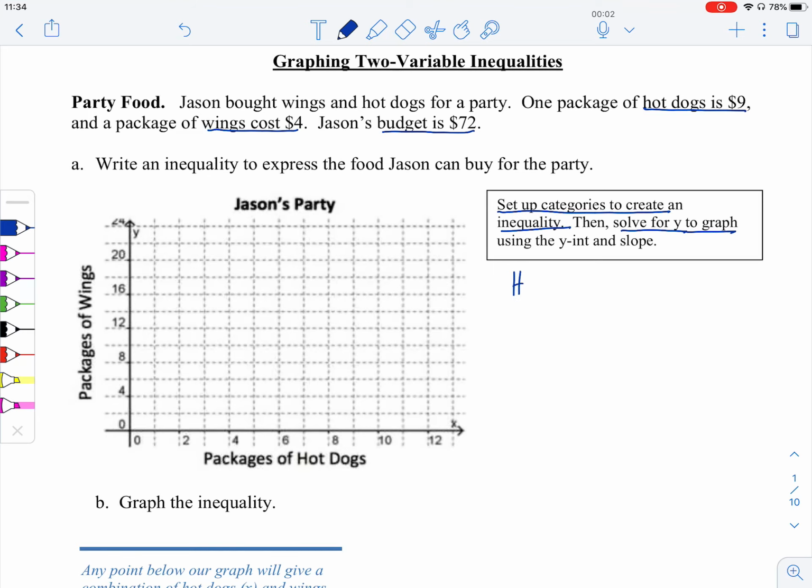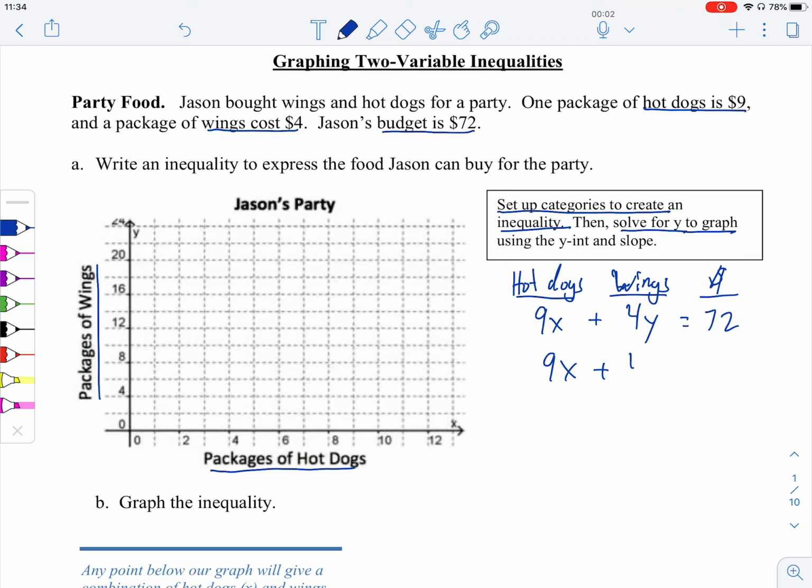Okay, so let's set up our categories. So we have hot dogs, we have wings, and we also have money, right? Those are three categories. So hot dogs is $9. So 9 per hot dog, so 9x. And our x-axis is packages of hot dogs too. Wings, we're going to add, wings is $4. So 4y, because that's our y-axis, right? So 4y equals $72. So that's our equation, right? 9x plus 4y equals 72.